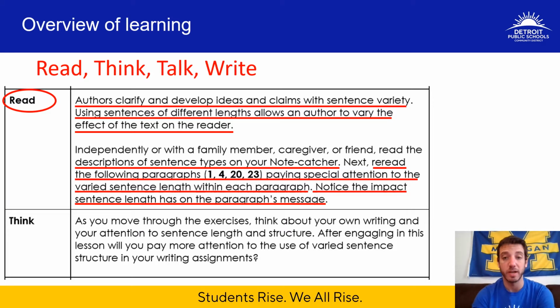So you're going to go back to those paragraphs, pay special attention to the length of the sentences that are used in the paragraph, short sentences, long sentences, sort of a mix, and then notice the impact the sentence length has on the paragraph's overall message.